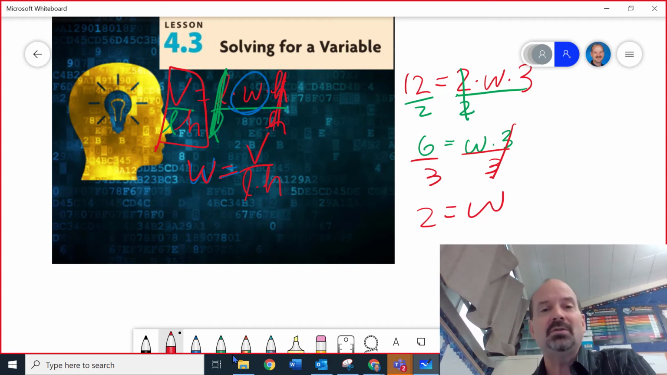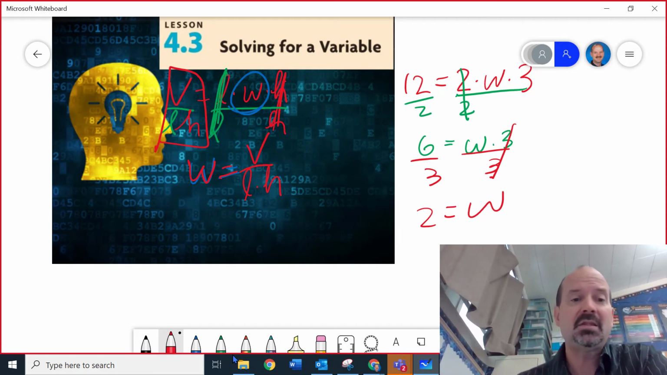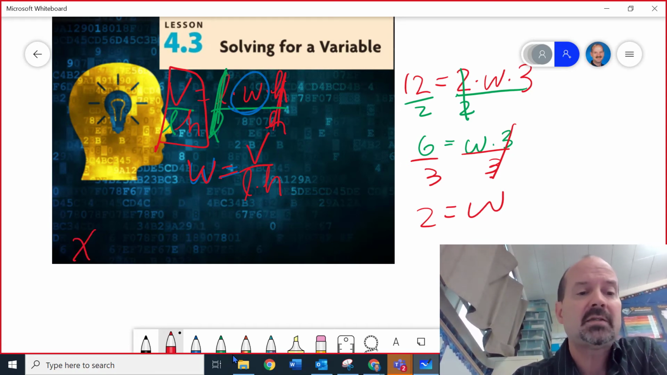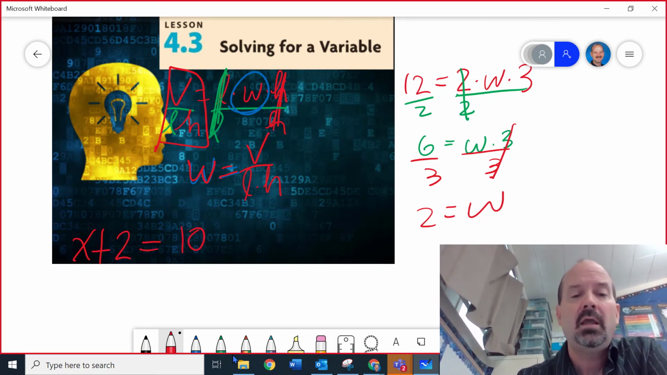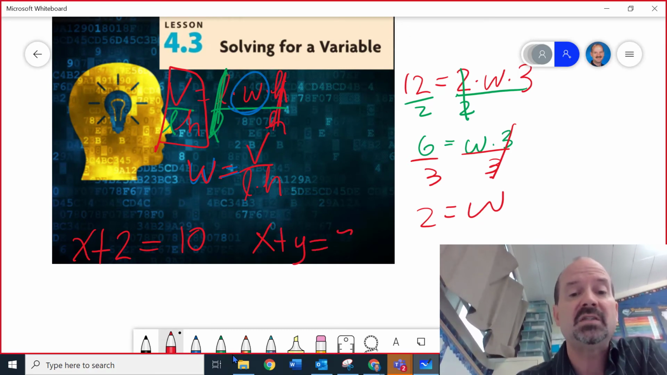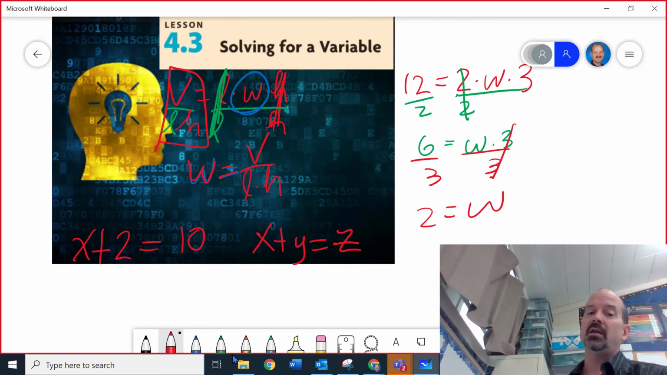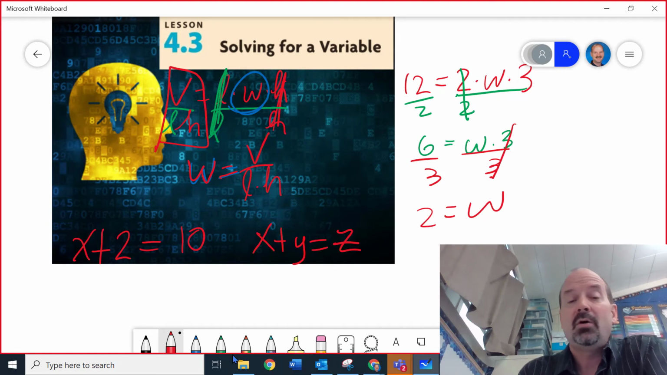Maybe it'd be easier if I did some simpler problems. How about this one? X plus 2 equals 10. And on the other one, I'll do X plus Y equals Z. Notice on the right-hand problem, it's all letters, right? And that's the type of problem you're doing today. Sometimes there's fractions or a couple coefficients in there, but usually it's a lot of letters.